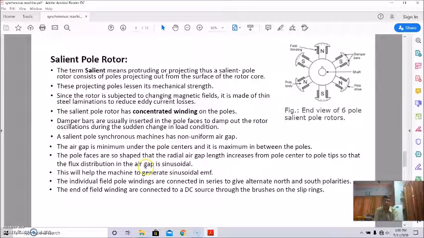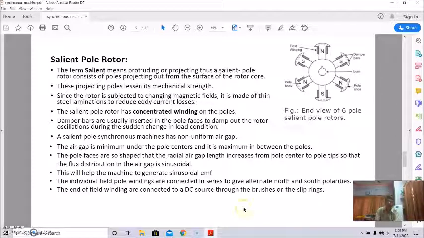The pole faces are shaped so that the radial air gap length increases from the pole center to the pole tips. Basically, it is formed in this way, so that the flux distribution in the air gap is sinusoidal, and this will help the machine to generate a sinusoidal EMF.